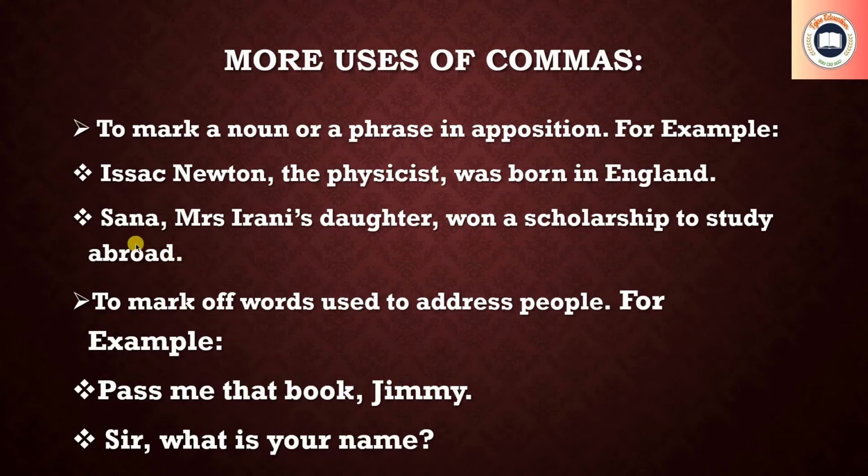Like that, if we see the second example, Sana, Mrs. Irani's daughter, won a scholarship to study abroad. By saying this sentence, we can say that the phrase is Mrs. Irani's daughter because it is used to describe Sana. Sana is Mrs. Irani's daughter, and therefore, since this is the phrase, we place a comma before and after the phrase, and that is known as apposition.